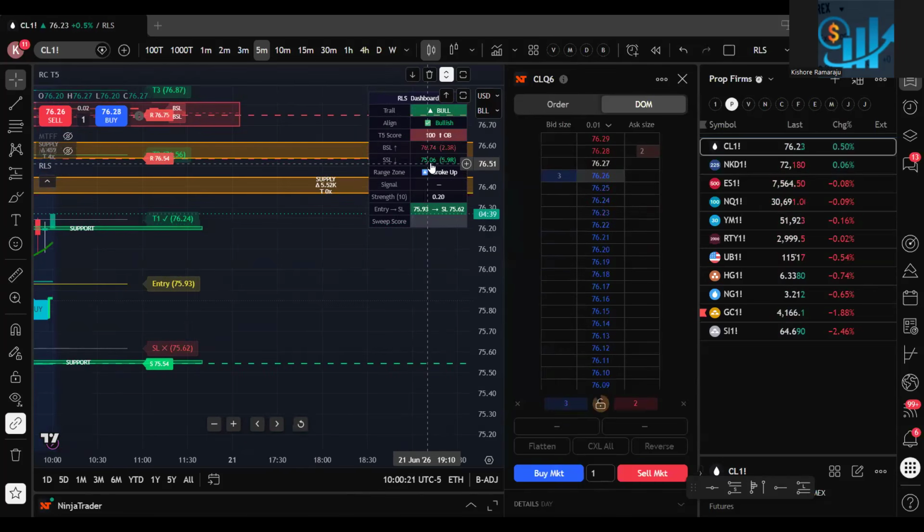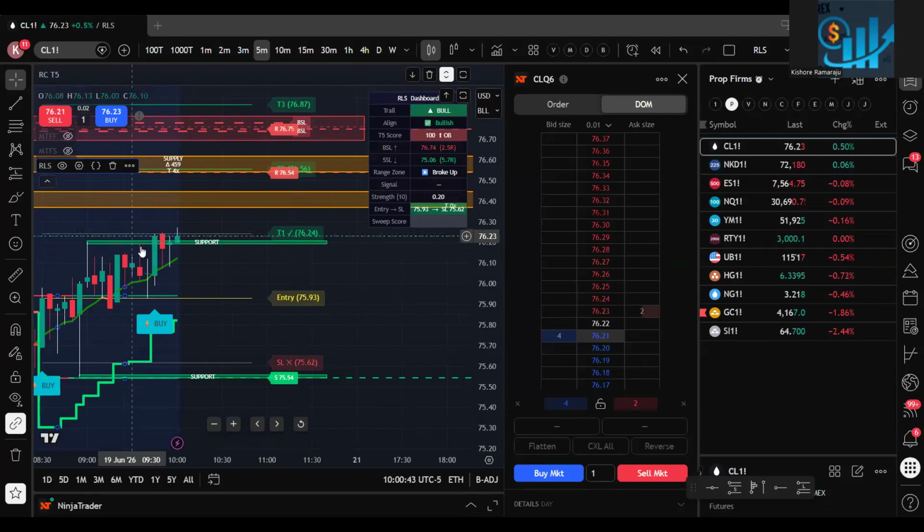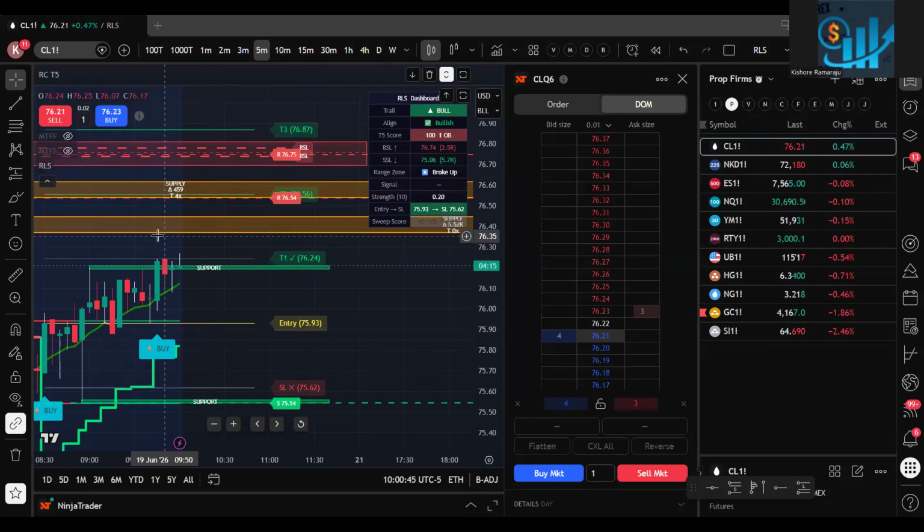Or if it goes to 75.06, if it goes all the way down, then we may see sell side liquidity. So as of now, the range is right. It went up above the range, and as of now, the entry we entered at around 75.93. This is the stop loss. So from 75.93, crude oil may go a little more up. So this dashboard will tell you.